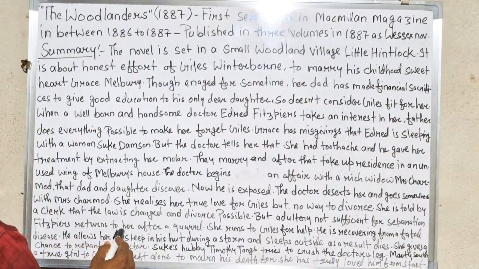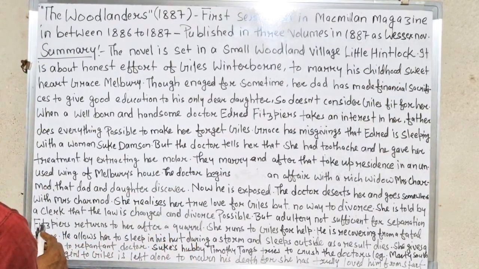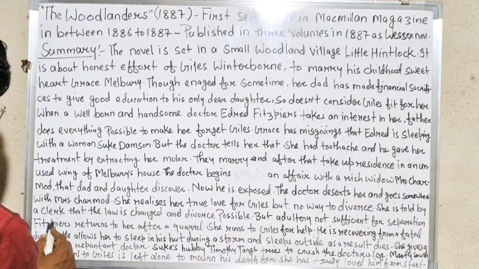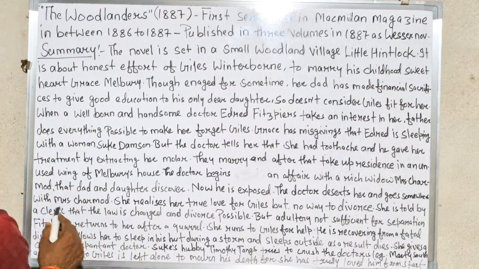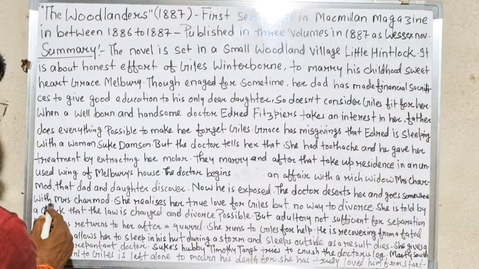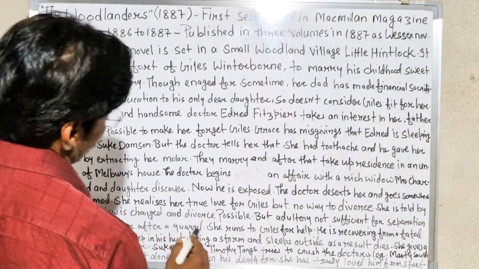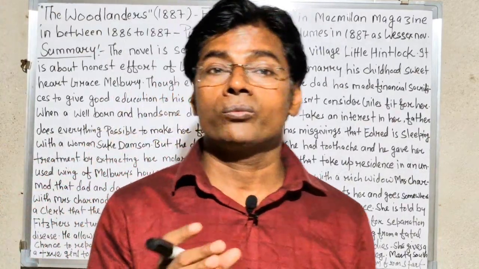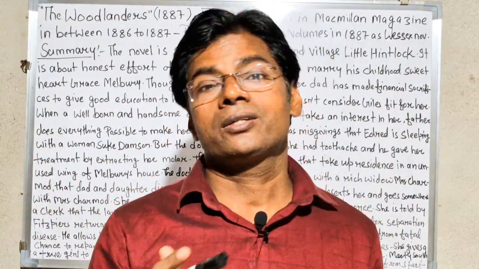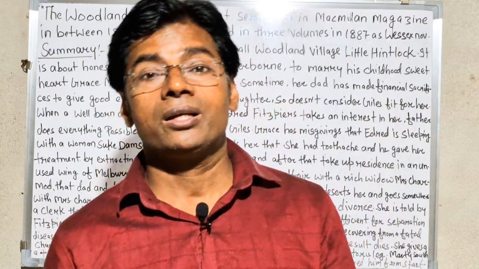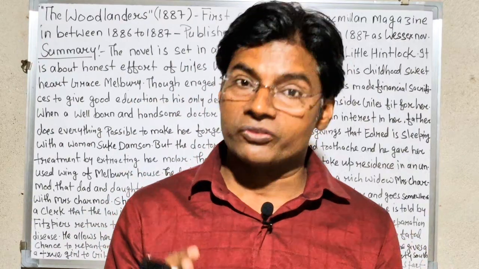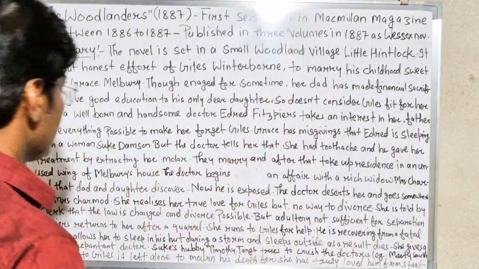Fitzpiers returns to her after a quarrel. In the meantime, Fitzpiers has had a bad quarrel with Mrs. Charmond, and he leaves her and returns to his own wife with the hope that she will feel sorry for him, he will regret that, and after that she will accept him and things will get resolved. But it does not happen.